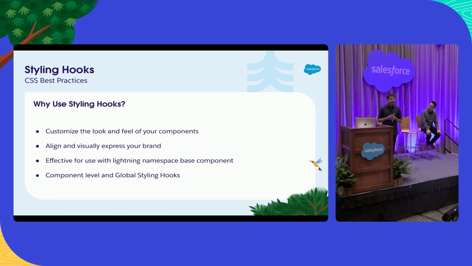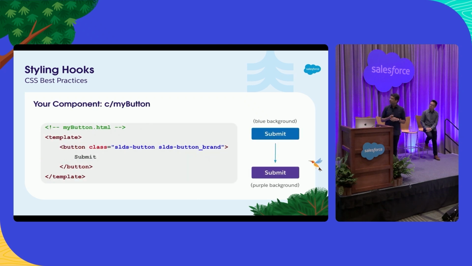If you haven't heard of styling hooks yet, styling hooks are basically a way for you to customize the look and feel of your components so that you can express your brand visually, appropriately. These are extremely useful when you're using them with Lightning-based components. There are two types of styling hooks: component-level styling hooks and global styling hooks. And the name is pretty self-explanatory here. Component-level ones are scoped only to your component, while the global styling hooks are values that permeate throughout the entirety of your application. Again, let's take a look at an example.